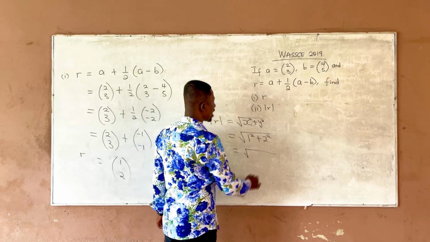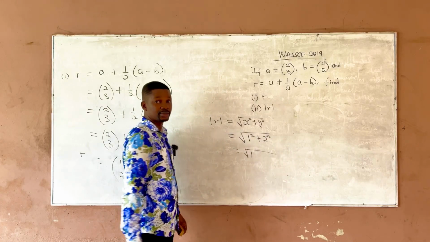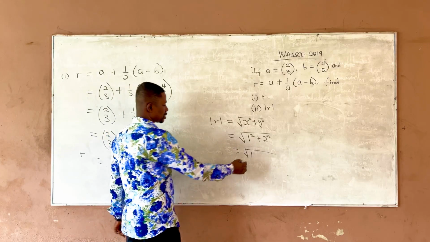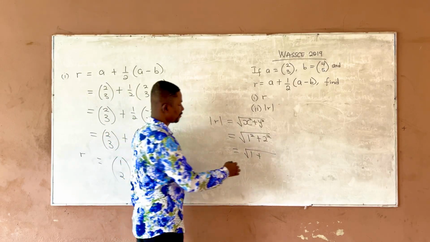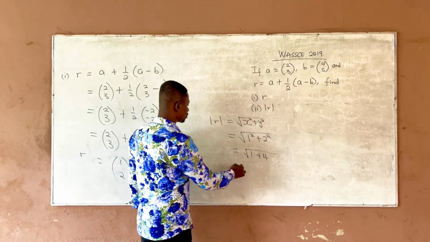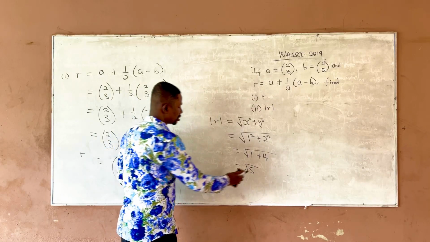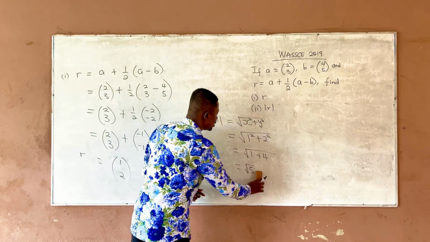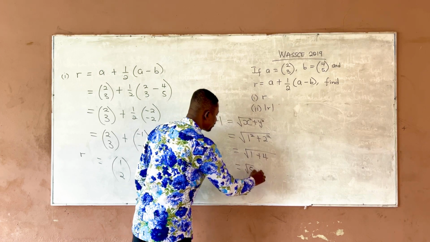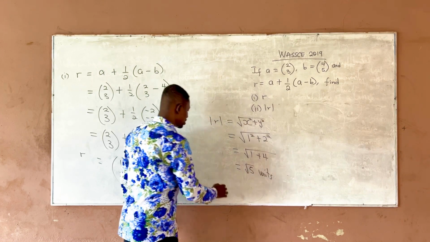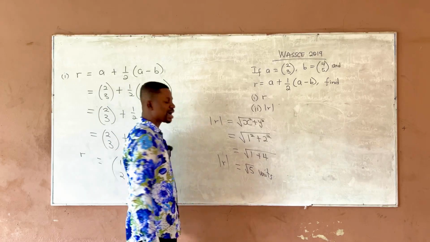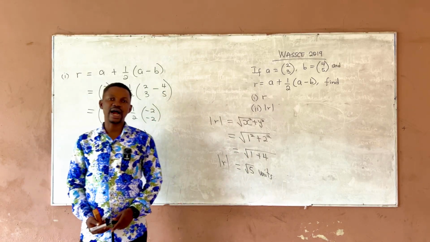Now when we simplify, 1 squared is 1 plus 2 squared is giving us 4. So now we are getting the square root of 5, which we can leave our final answer as root 5 units. And that is the magnitude of R.